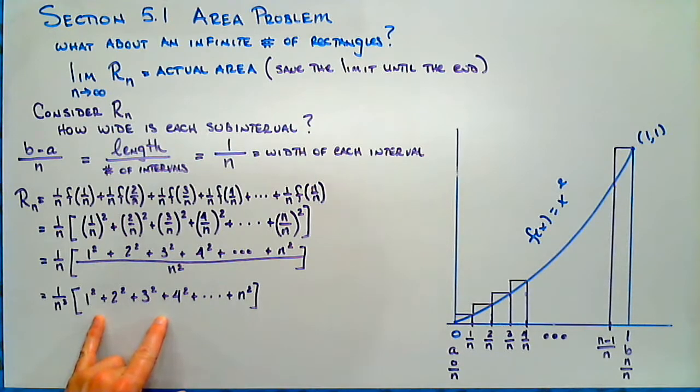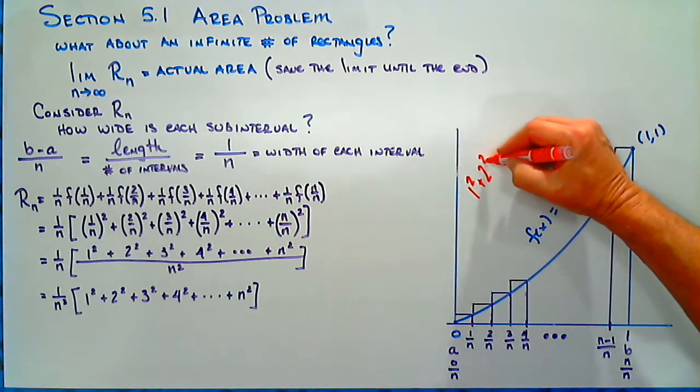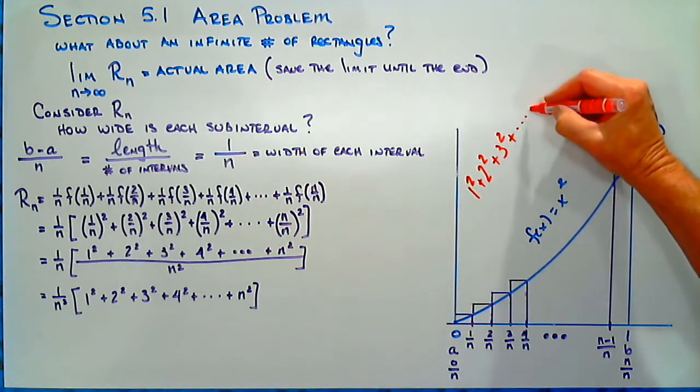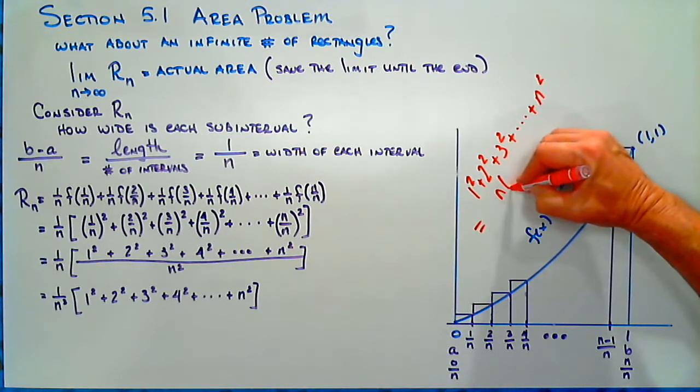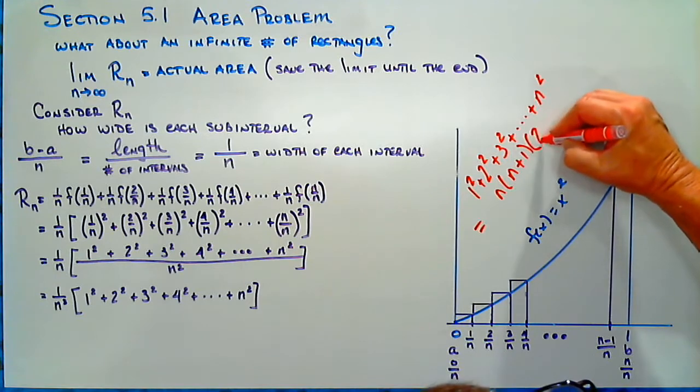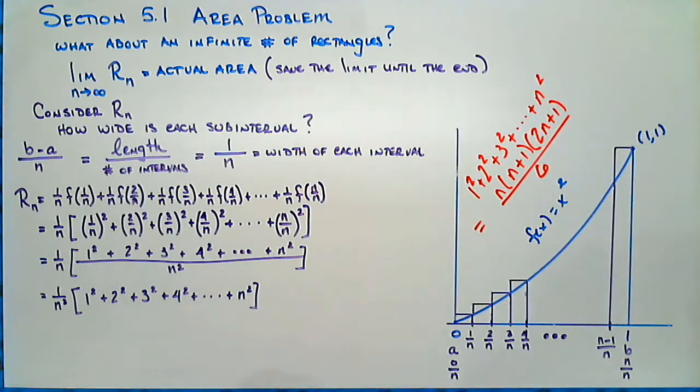The formula they gave us back in pre-calculus, and we'll write it over here, for 1 squared plus 2 squared plus 3 squared plus all the way out to n squared, was n times n plus 1 times 2n plus 1 all over 6. And if you remembered that, great job. If you didn't remember that, don't worry about it. We're going to cover that formula in section 5.2, and we now have to remember that formula. As you can see, it's going to become part of doing our problems.